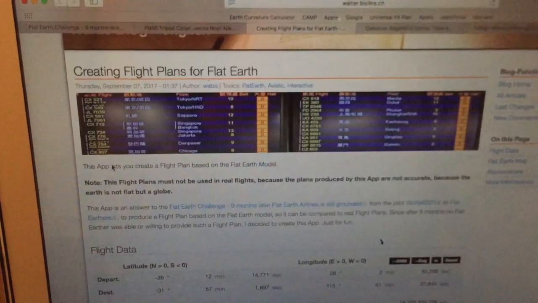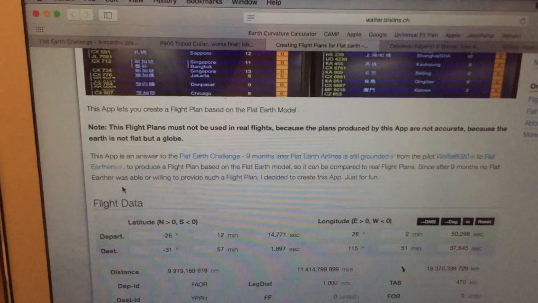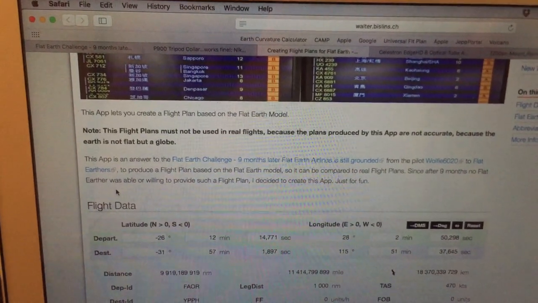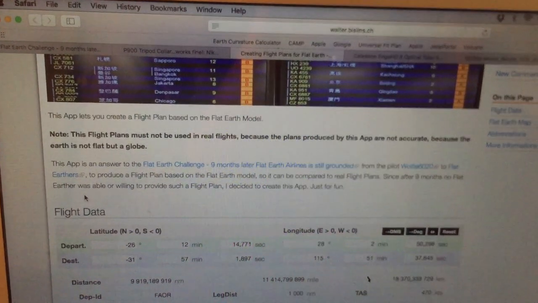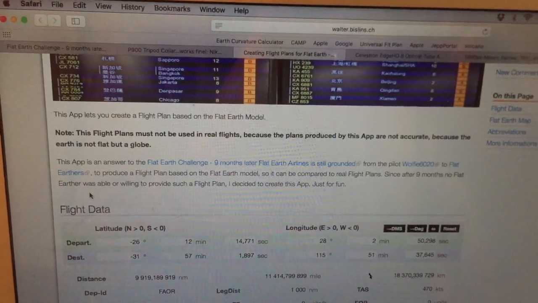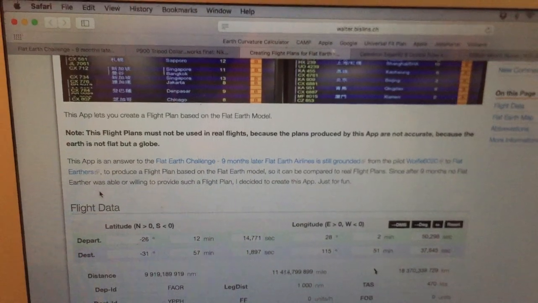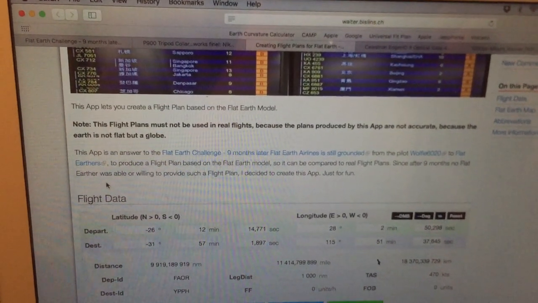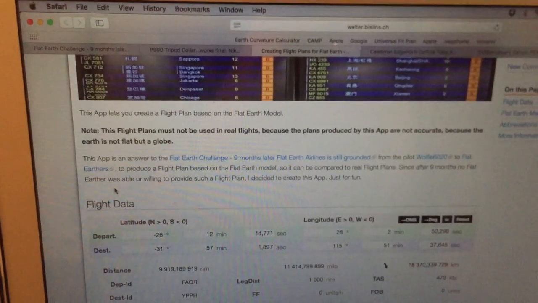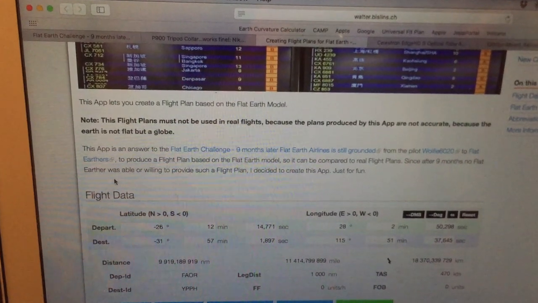The important thing to note, and Walter has included this on the page, is the flight plans must not be used in real flights because the plans produced by this app are not accurate because the Earth is not flat but a globe. So any of the flight plans produced by this app would be correct if the Earth is flat. However, because the Earth is not flat, the flight plans will not match reality and therefore cannot be used in a real aircraft.